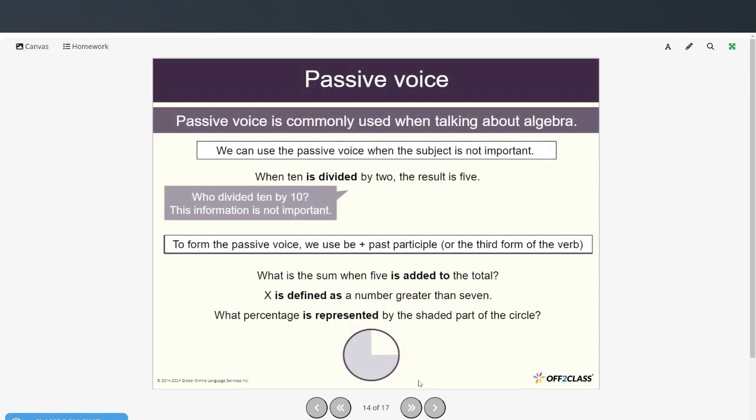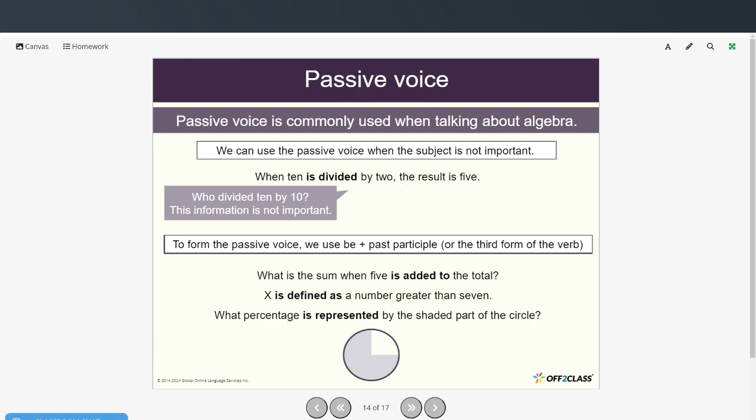Alright, now we're going to talk a little bit about passive voice. Passive voice is commonly used when talking about algebra. We can use passive voice when the subject is not important. So when 10 is divided by 2, the result is 5. So who divided 10 by 2? Well, that information isn't important. And to form the passive voice, we use be plus the past participle, or the third form of the verb.